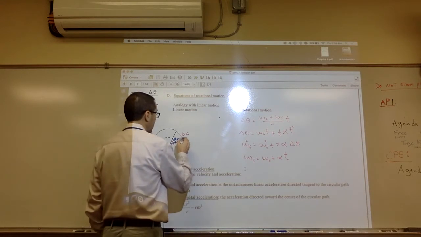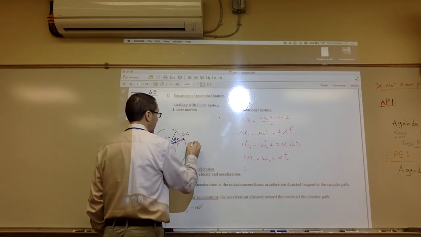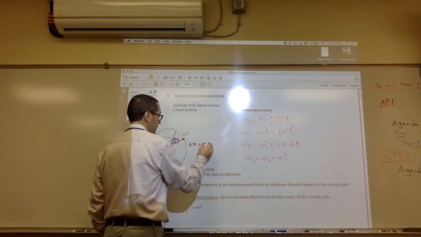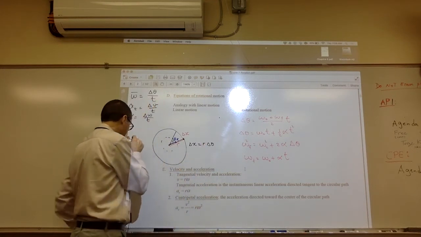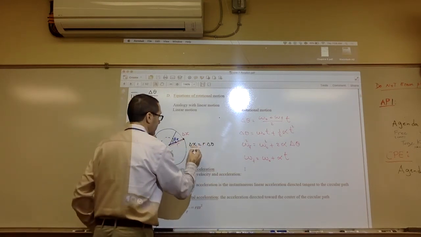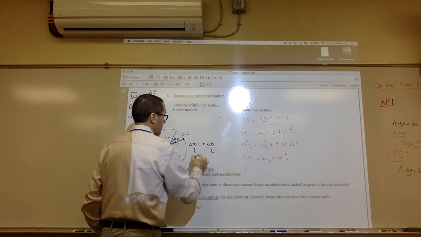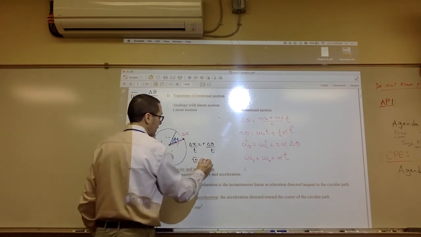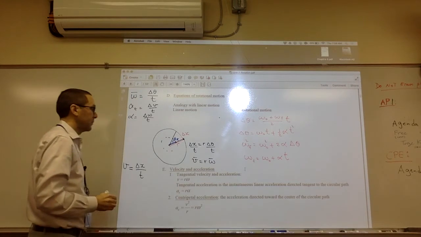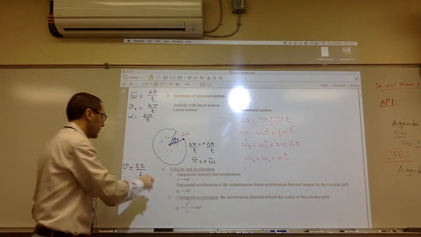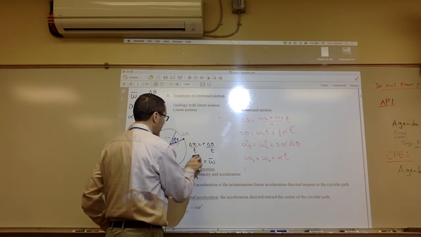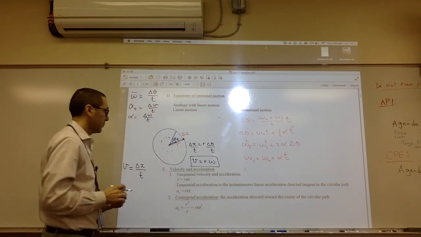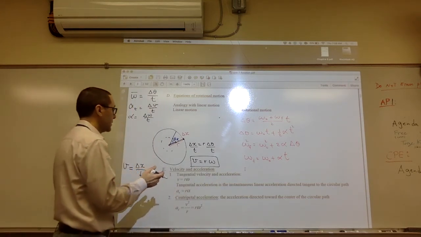Now, you guys learned in math that delta x, or you call it the arc length, is r times this angle here, which is delta theta. Okay? So if I do delta x over t, I would get r delta theta over t. So while this is the average linear speed, equals r times the average angular velocity. But this applies to even instantaneous stuff, so we don't need to put that in there. So this is another formula that maybe we should know.